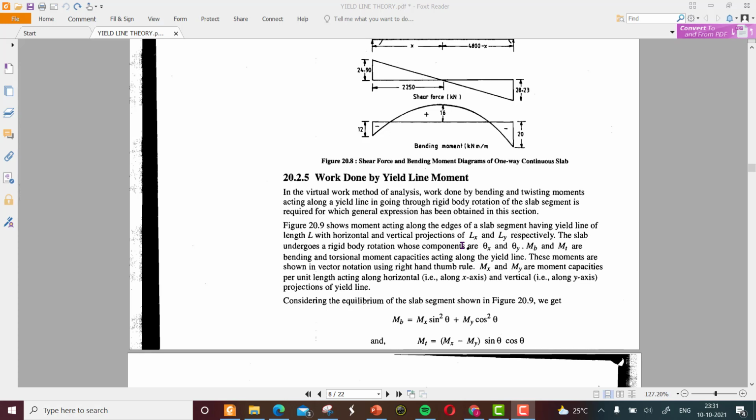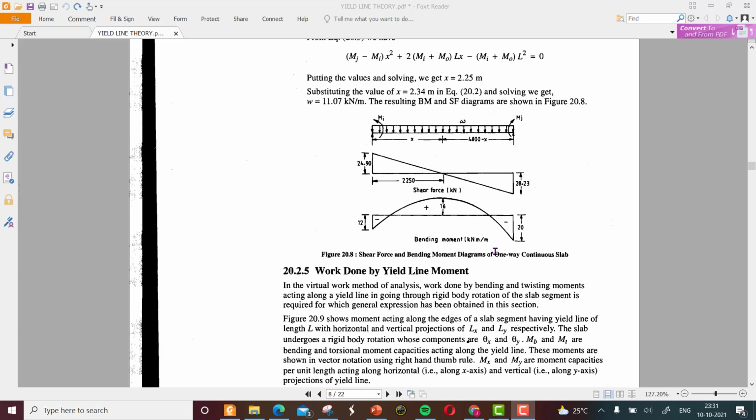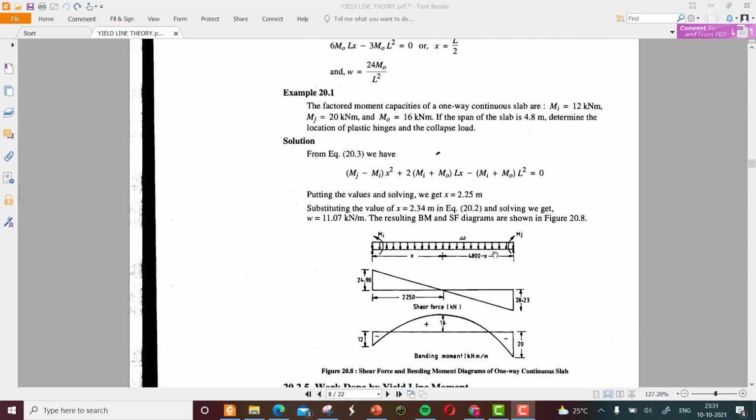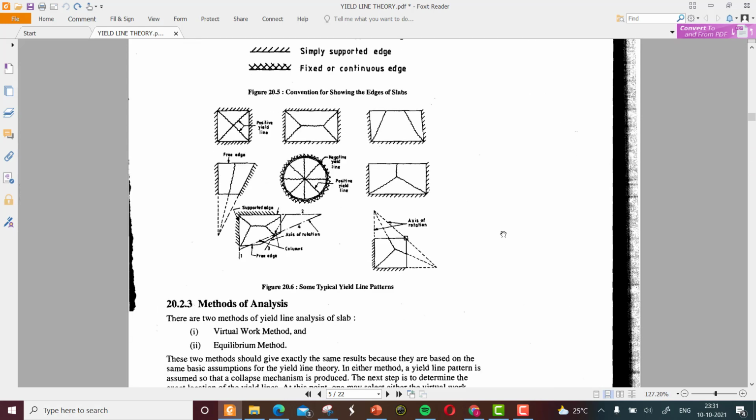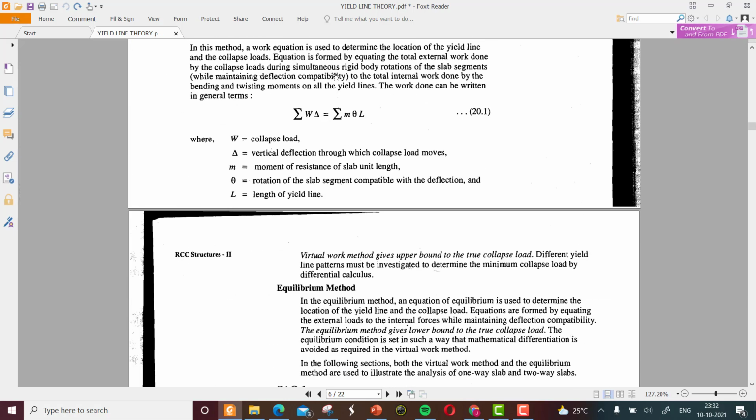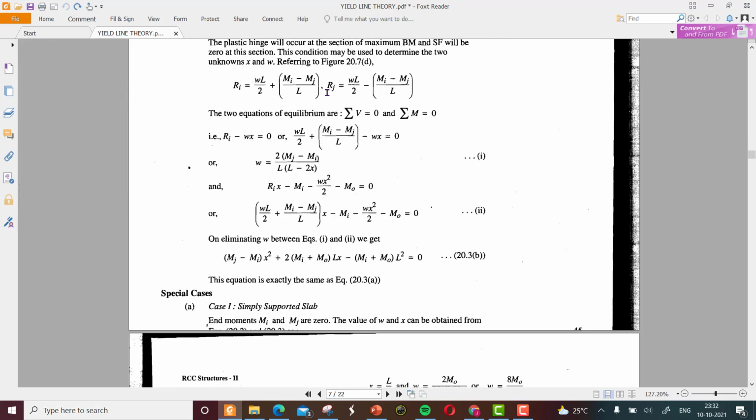So today's class is going to be a little bit advanced. Why I'm telling advanced is that in the previous class you have seen that there are numerous possibilities of yield line formations. So for the case of inclined yield line, we need a simpler expression for finding the ultimate loads. So keep that in mind.